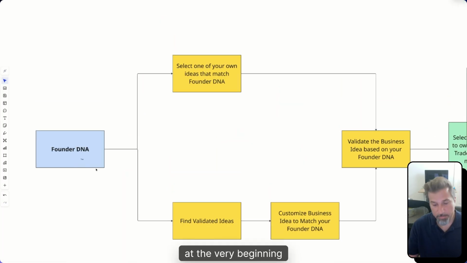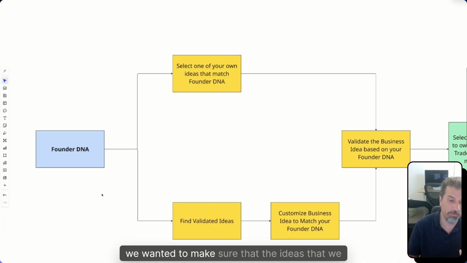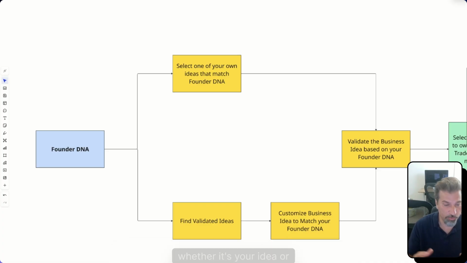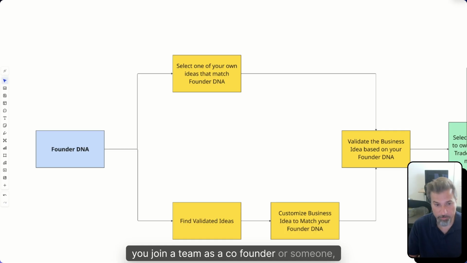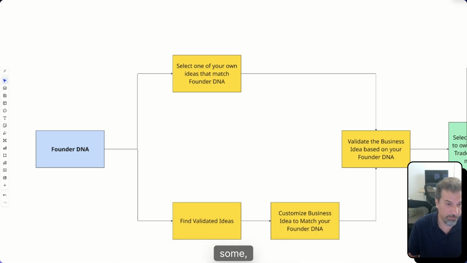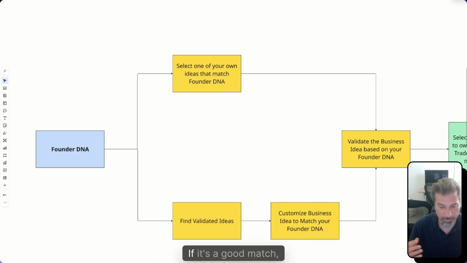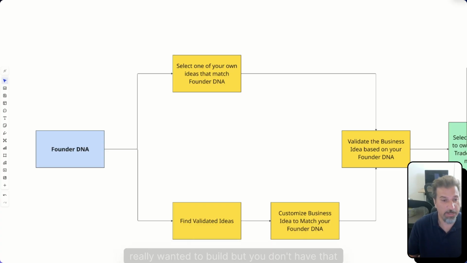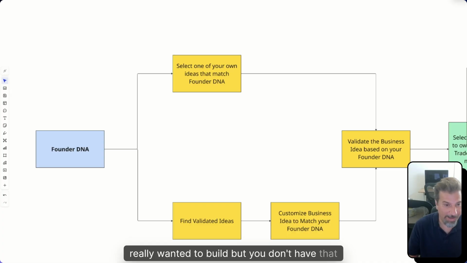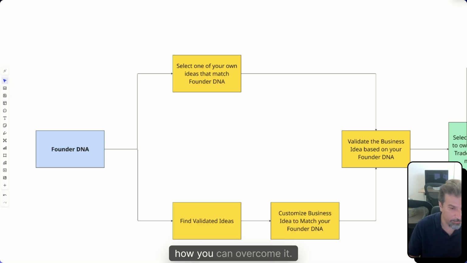At the very beginning, we want to make sure that the idea we choose, whether it's your idea or you join a team as a co-founder, or you build a team and some people join you to build their startup, has a good foundation in terms of founder DNA. Is it a good match? What are your gaps? And if it's something you really want to build but you don't have that level of expertise, how can you overcome it?